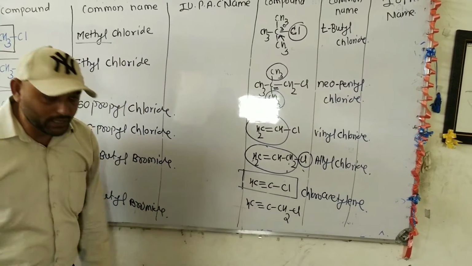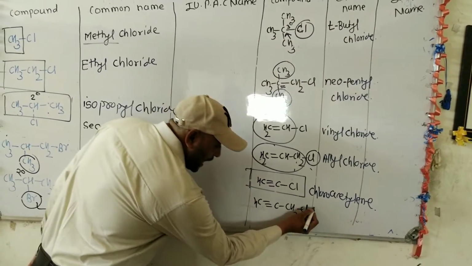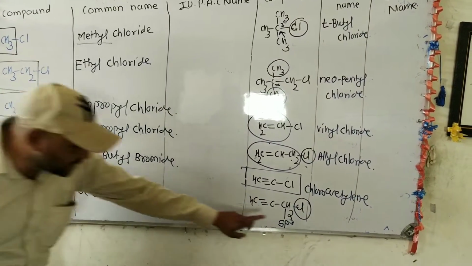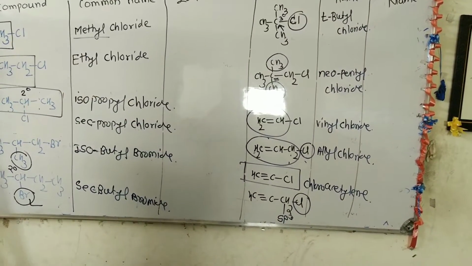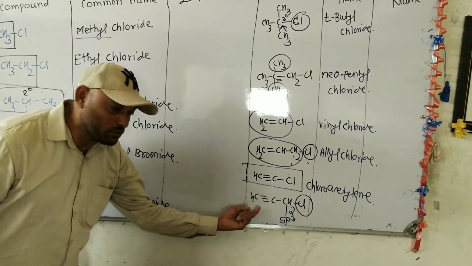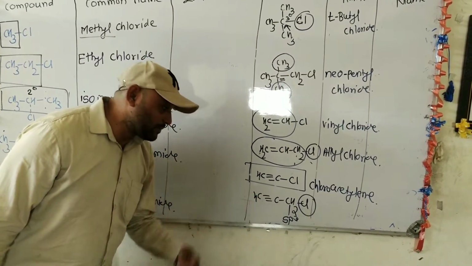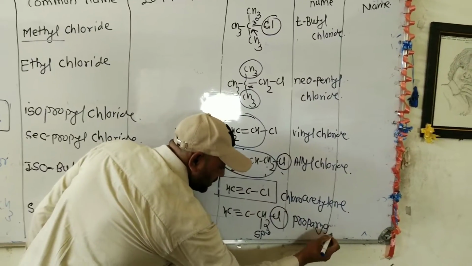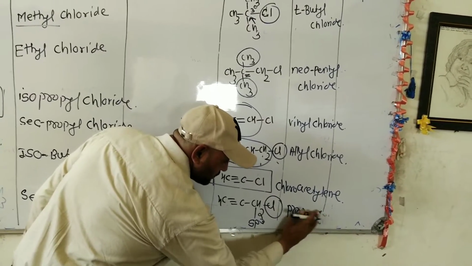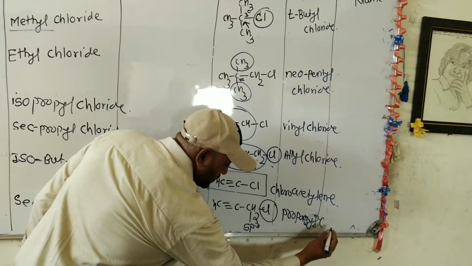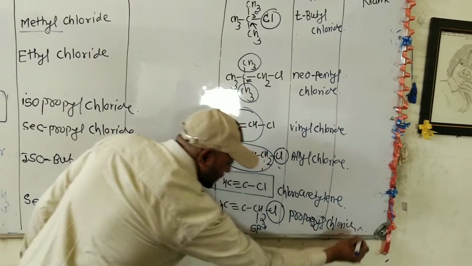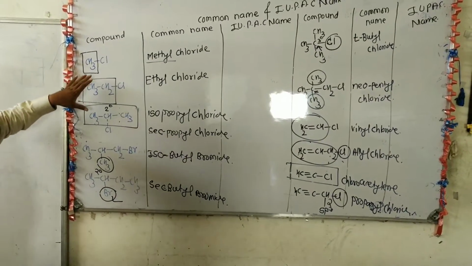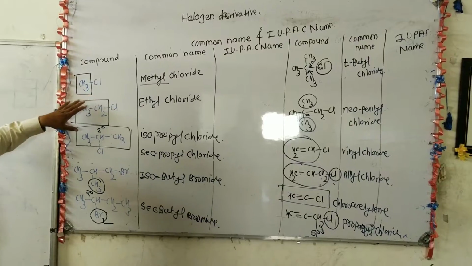Look at the next example here. If the halogen atom is attached to an sp3 hybridized carbon, and which is further attached to a carbon triple bond carbon, then it is called propargyl chloride. It is called propargyl chloride. So in this way we can name our monohalogen compounds by common name.